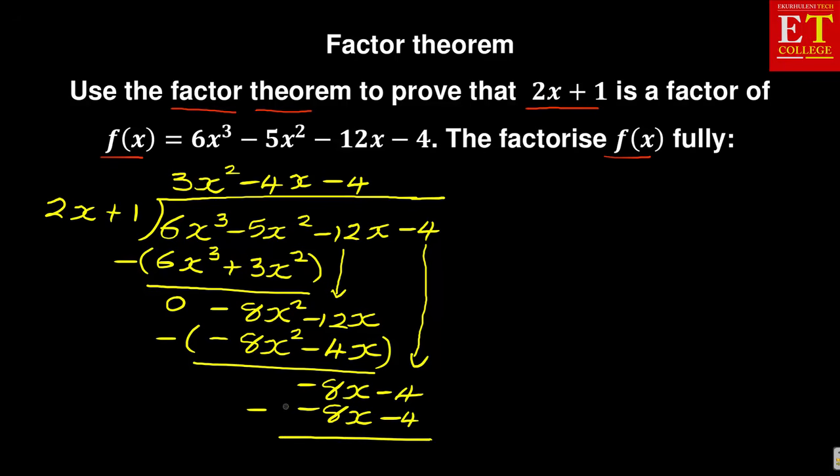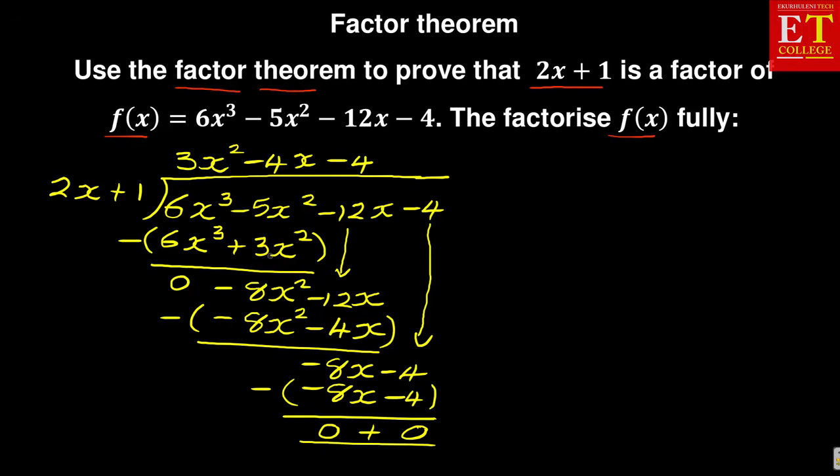You roll off again, you subtract. Minus 8 minus minus 8, we did it, it's 0. Minus 4 minus minus 4, again it's a 0. So in this case there is no remainder. It means then if you get a 0, what does it mean?